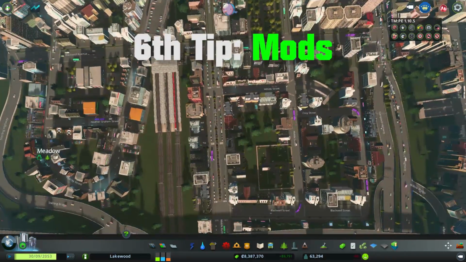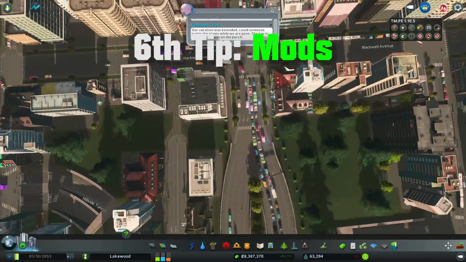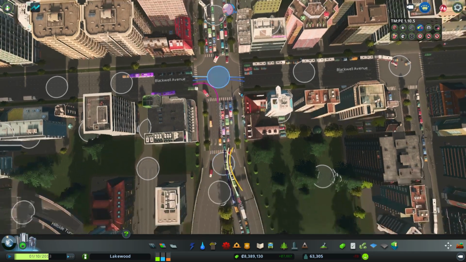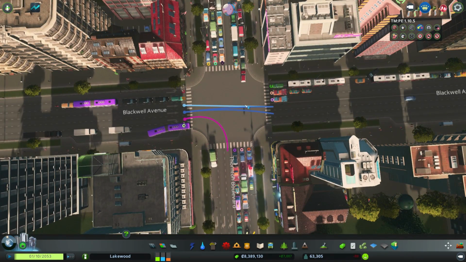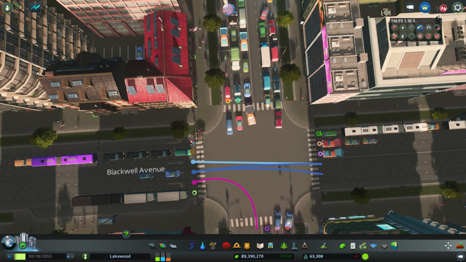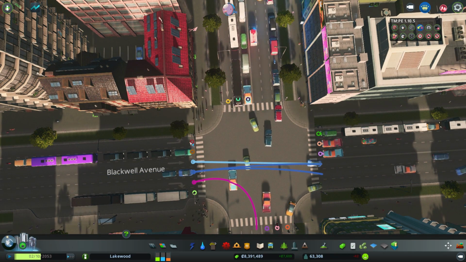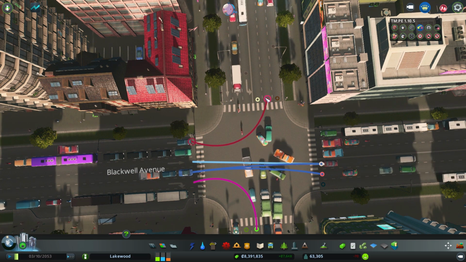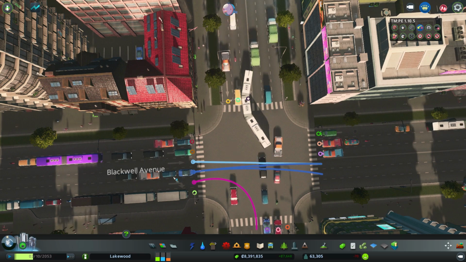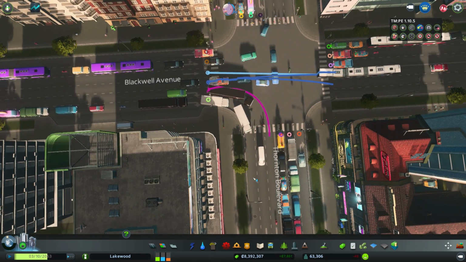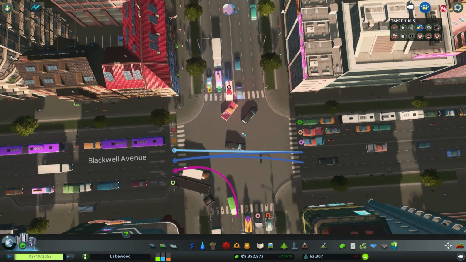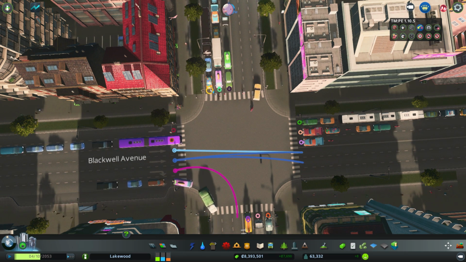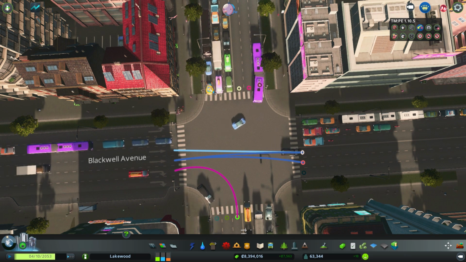And sixth and last tip, mods. I said it before, I'll say it again, Cities Skylines seems incomplete without mods. Some of them will improve your gameplay and give you more tools that will help you a lot with the task of managing your city. I will recommend in this video 2 mods because I think for me they're extremely important. I mean, there are a lot more mods that you can use, but those 2 will help you fix most of the issues when it comes to traffic problems.